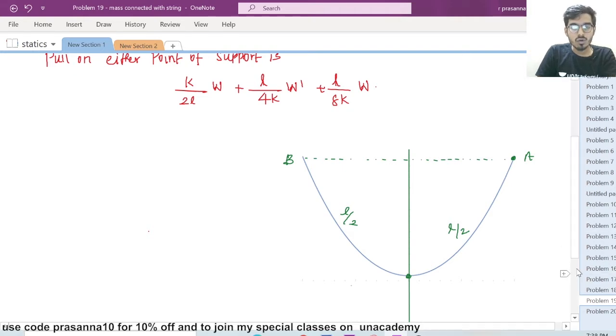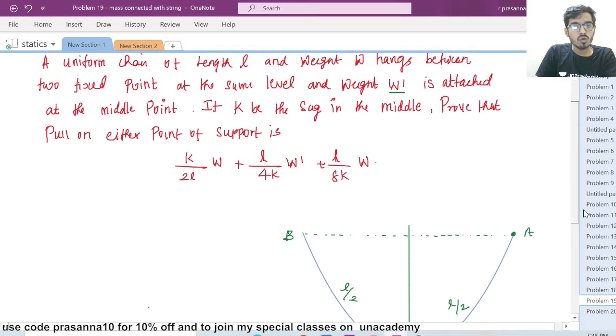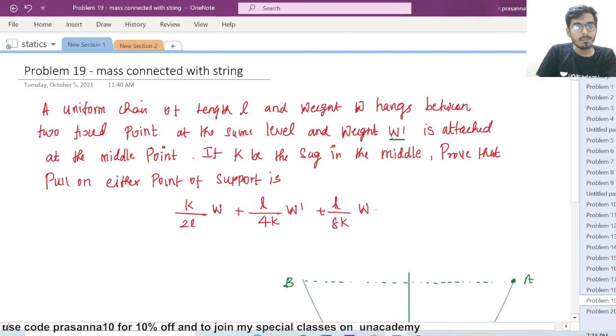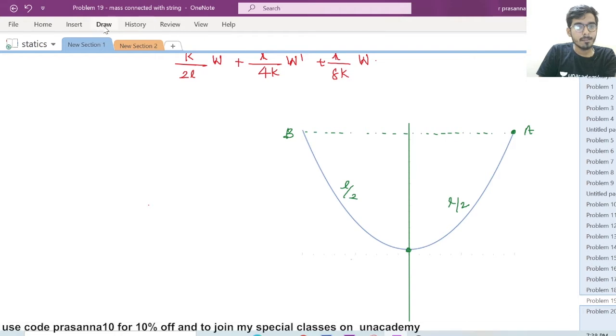Now let me draw the diagram. A weight W dash is attached at the middle point. So we are attaching a weight W dash at the middle point. When we attach the weight to the lowest point, it will come down. So what will be my new catenary? My new catenary will be somewhat like this.